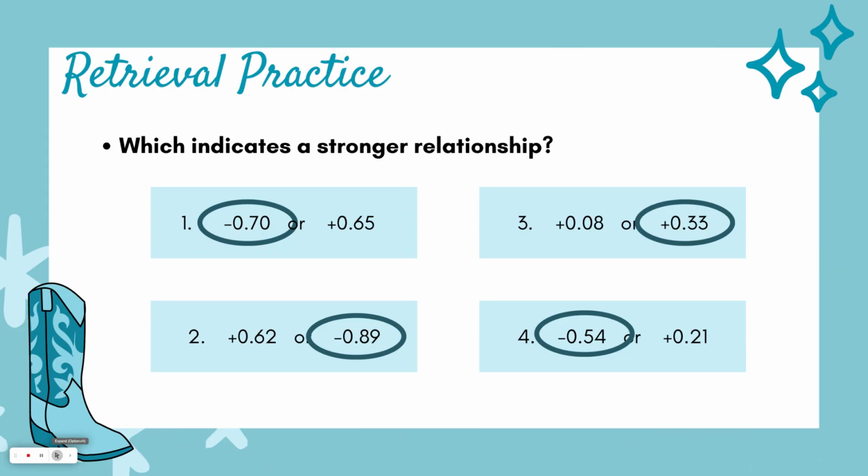So here are your answers. I forgot I put them all on one slide. So first, the stronger relationship for number 1 is negative 0.70. For number 2, it's negative 0.89. For number 3 is positive 0.33. And for number 4 is negative 0.54. Notice that it does not matter whether it's negative or positive. The closer to either -1 or +1 indicates the stronger relationship.